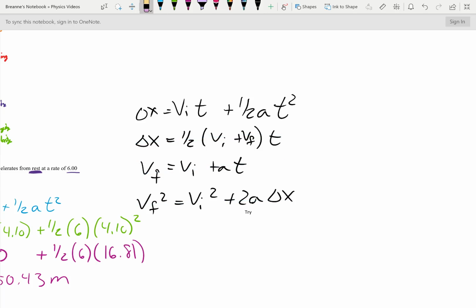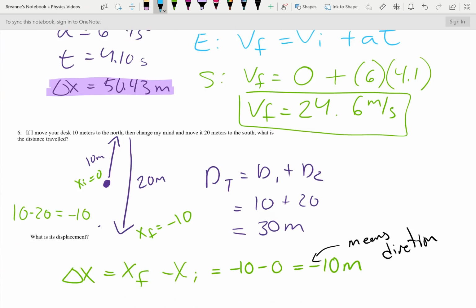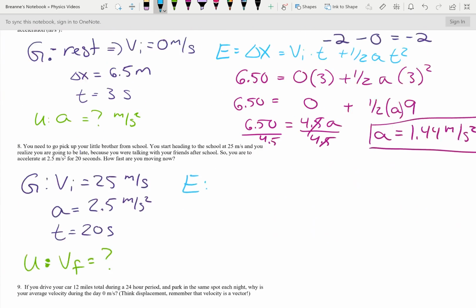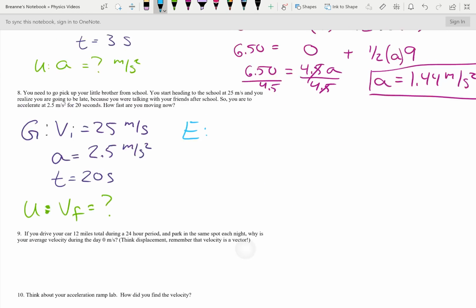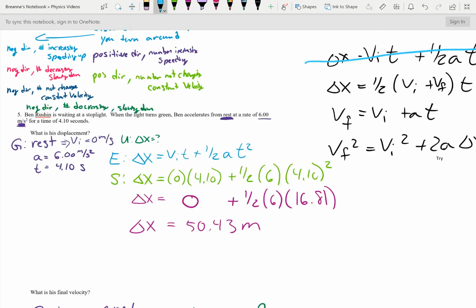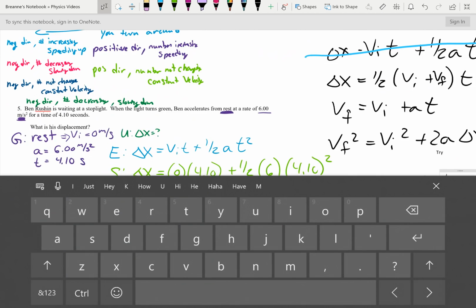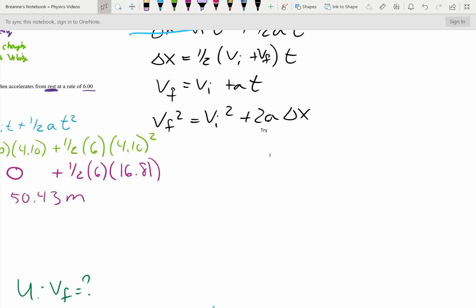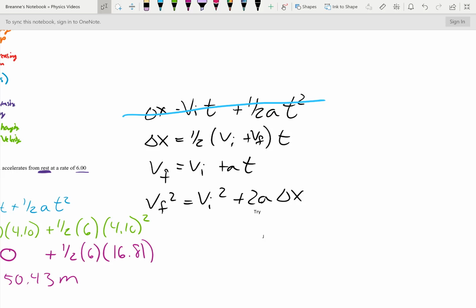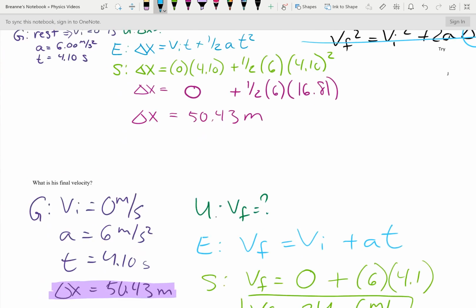Oh, look, I circled it. So final velocity has to be in our equation. That equation does not have final velocity in it. But our givens are initial velocity, acceleration, and time. So we do not have displacement at all. So we can't use that one, and we can't use that one. So we have to use the third one.